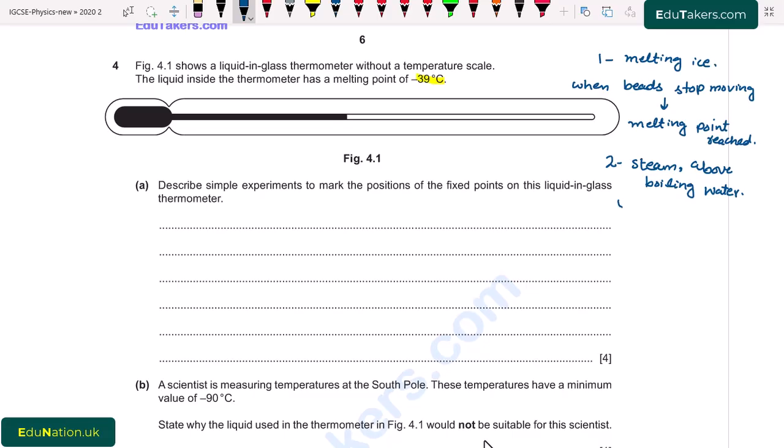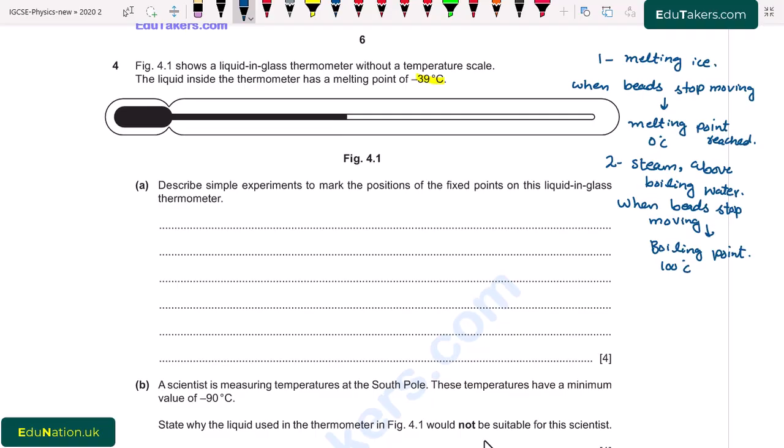When the bead stops moving, it means that the boiling point has been reached. And we have to mark this temperature. We know that the melting point is 0 degrees C, while the boiling point is 100 degrees C.